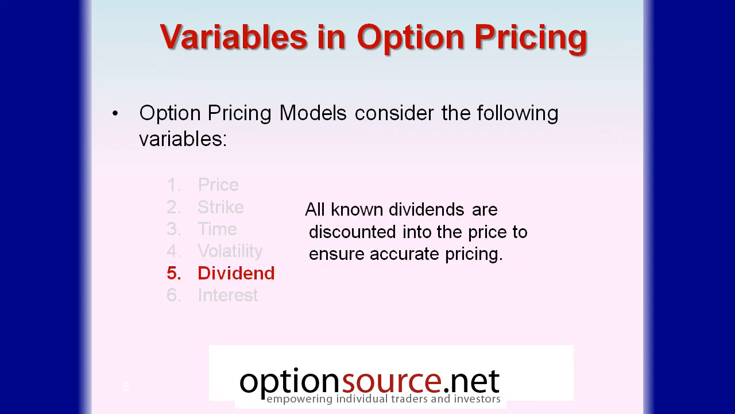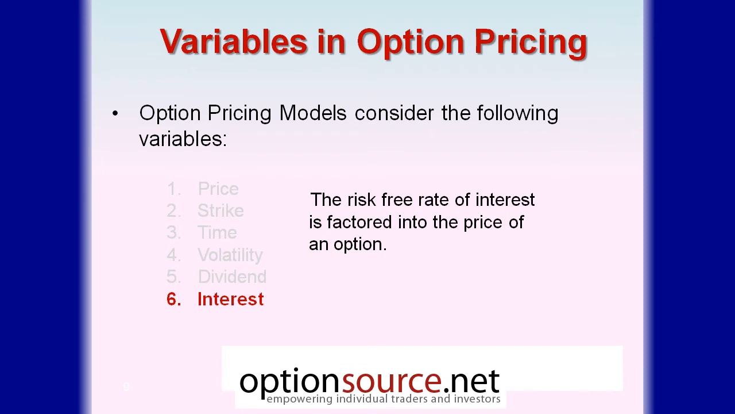The fifth pricing variable is dividends. All known dividends are priced into the option's value to ensure accurate pricing. This equalizes the benefit of being long on the underlying versus creating synthetic long positions using options only. The final variable in option pricing is interest rates. The risk-free rate of interest is priced into the option. This is also priced into the option to equalize the benefit of being long on the underlying versus creating synthetic long positions using options only.